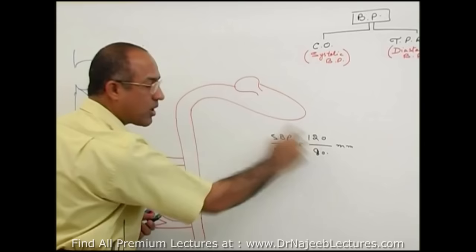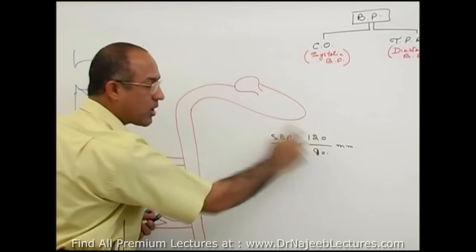Block the sympathetic nerve endings. Don't allow this nerve ending to work properly. If you don't allow the sympathetic nerve ending to work properly, can it release norepinephrine properly? So we have pharmacological agents which will disturb this nerve ending, right?